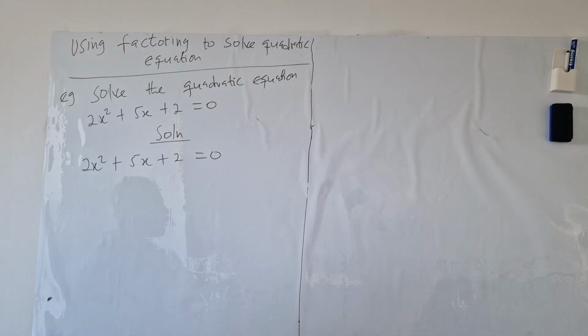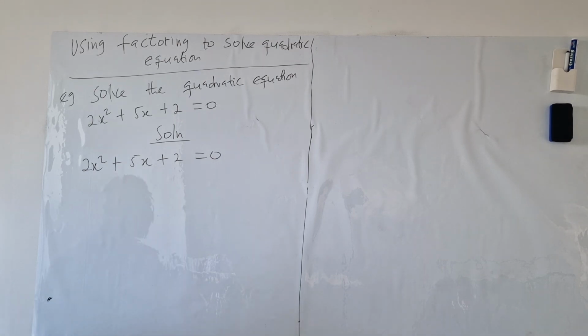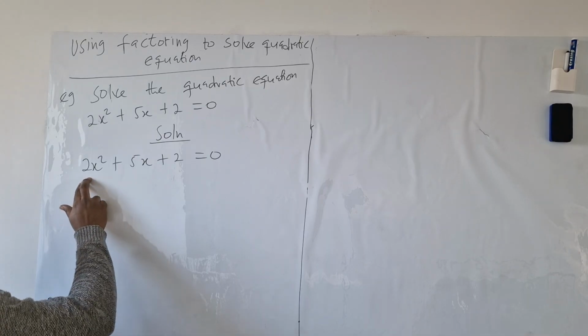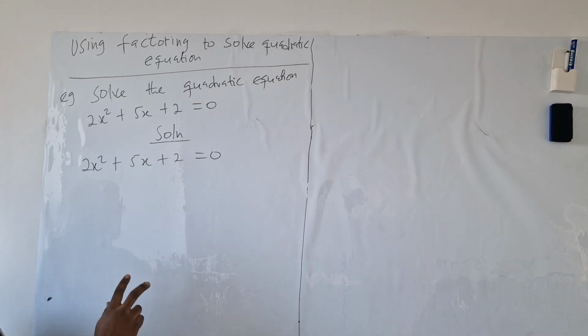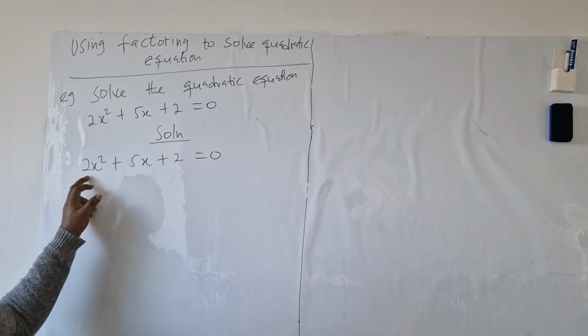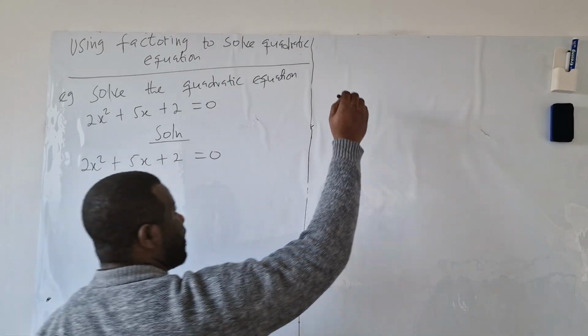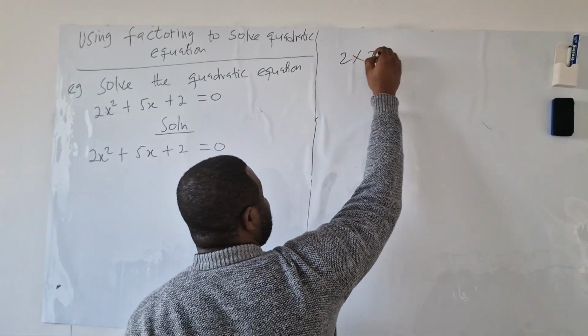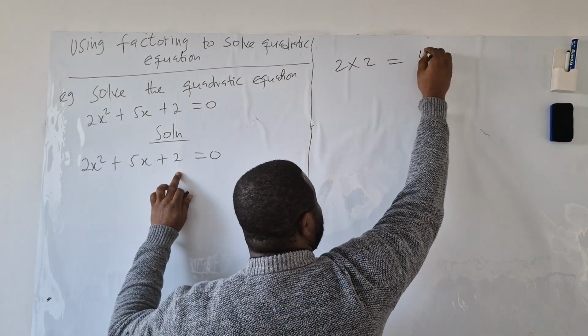Good. Now that's how we can change the 3 terms to 4 terms. The first thing to do is to multiply the coefficient of the x squared by the constant. What is the coefficient of x squared? It's 2. And what is our constant in the equation? That is also 2. So we multiply both. Coefficient of x squared, the constant, multiply them. What do you get? 4.